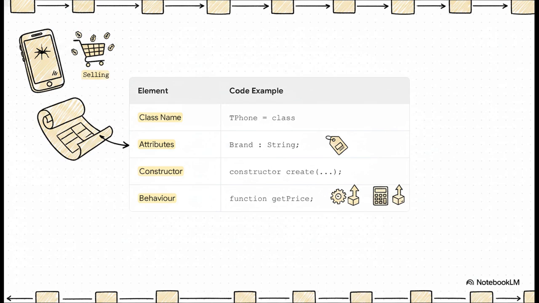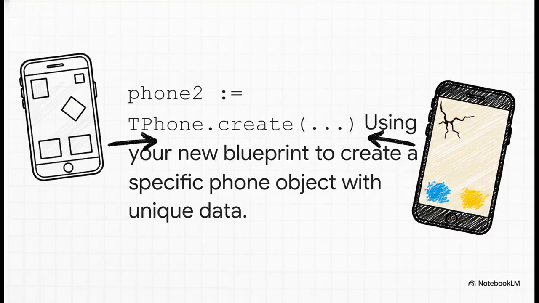As you can see, it's got attributes like brand and price to hold its data. It has a constructor called Create to actually build the phone object, and it has its own behavior, like a GetPrice function. And look at this. How do we use it? It's the exact same pattern we used for a TButton. ObjectName equals ClassName.Create. We just call the Create constructor on our new TPhone class. We pass in the specific data for this phone, its attributes, and out comes a brand new, fully formed TPhone object. We've literally just invented our own custom data type.